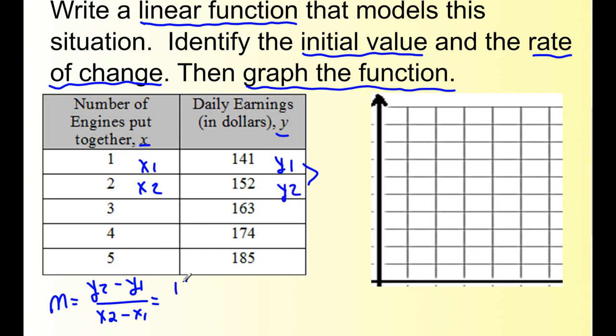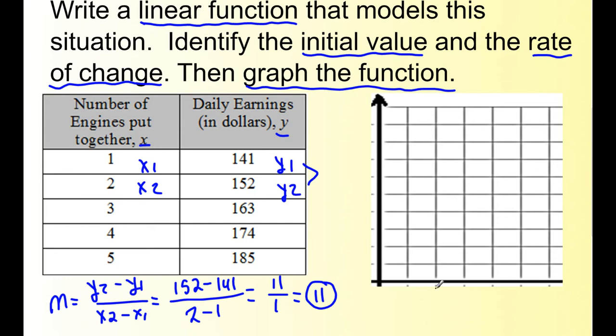So 152 minus 141 over 2 minus 1. All right, so 152 minus 141 is 11. 2 minus 1 is 1, which means Derek's rate of change, his slope, the amount that his money changes every hour, is 11. He's getting paid $11 an hour.